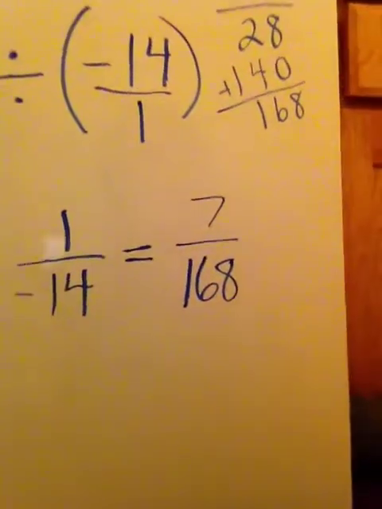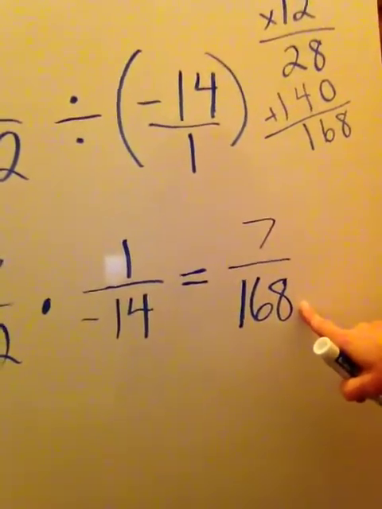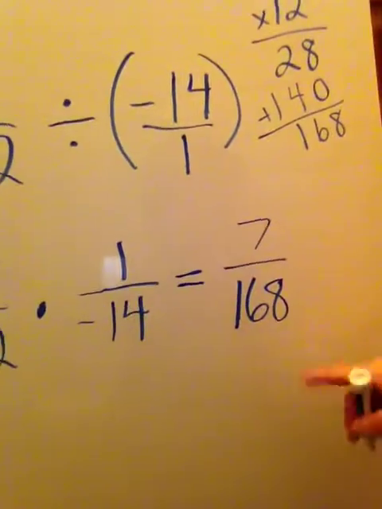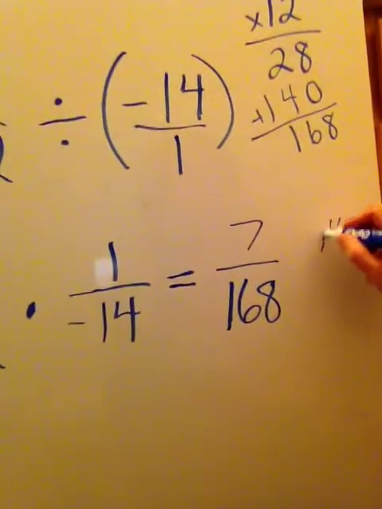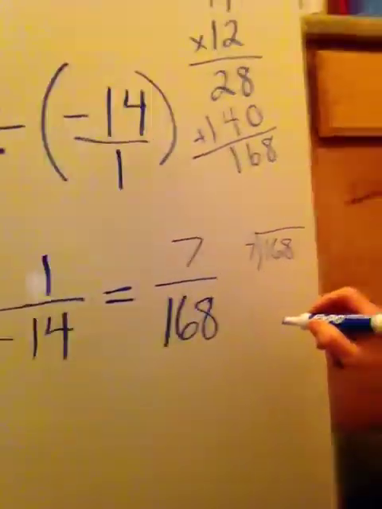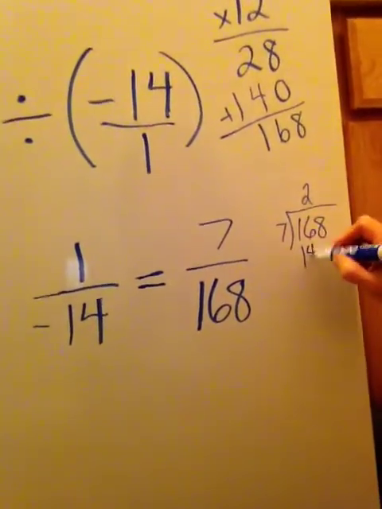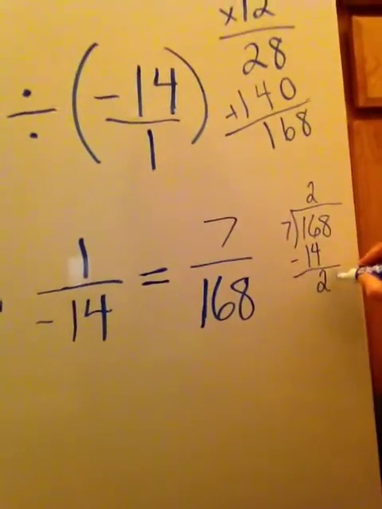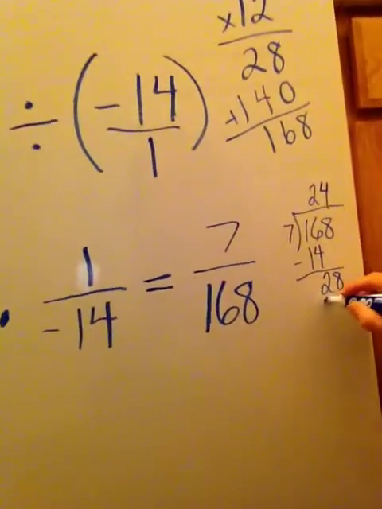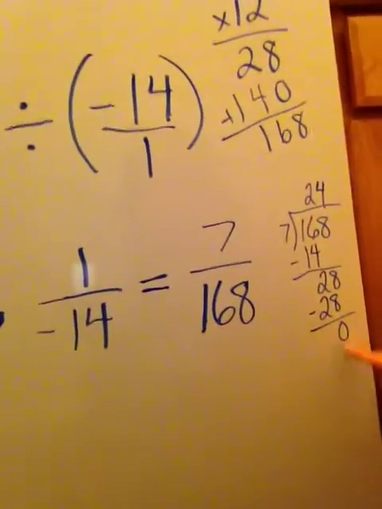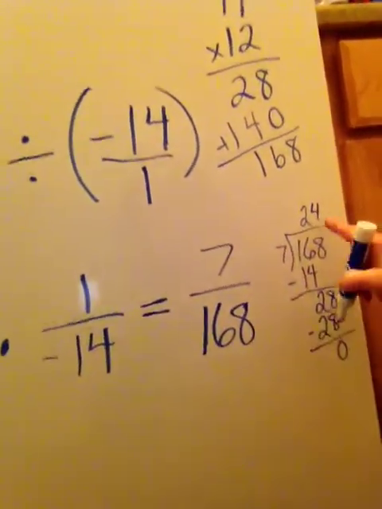I don't know. So you've got to figure out, would something go into 7 that will also go into 168? Well, the only thing that will go into 7 is 7. So you have to see if 168 is divisible by 7. Okay, so 7 goes into 16 2 times. 2 times 7 is 14. Subtract and bring down. 7 goes into 28 4 times. 4 times 7 is 28. So it did go into it evenly. So 7 would go into 168 24 times.